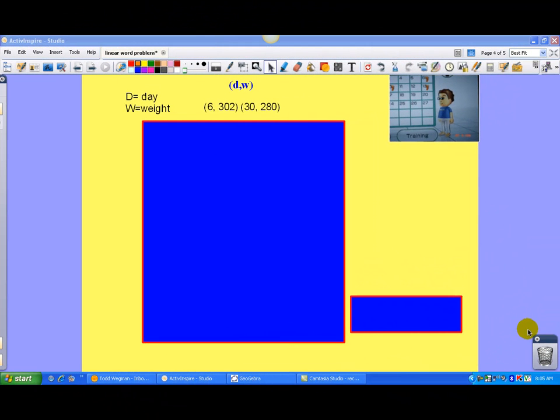Now from that word problem, I wanted students to be able to really pick out 2 ordered pairs. So our ordered pairs are going to be (6, 302), where 6 is the day, which is really playing the role of the x value or input, and the weight is really the y value. Okay, so I gave 2 pieces of information, therefore we have 2 ordered pairs, and then from here students would be able to find the slope.